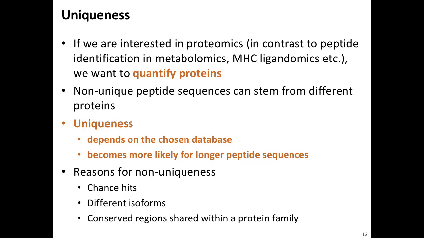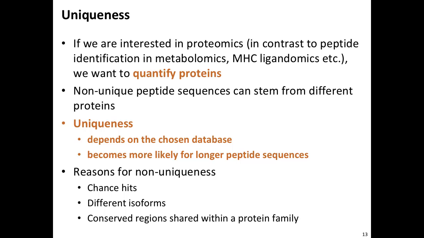It depends on the size of the database. If you have a database that has lots of redundancy, then you have multiple hits for the same peptide in there. It also becomes more likely for shorter peptide sequences, that is not surprising. The expected value that they hit the same sequence in the database just goes down with the length of the sequence. What are the reasons for this uniqueness? I mean, one of them is chance hits. You can imagine if you're looking for a peptide of length 2, what are the odds of finding that guy anywhere in a random sequence, it's 1 over 400, 1 over 20 times 20 for an arbitrary sequence.